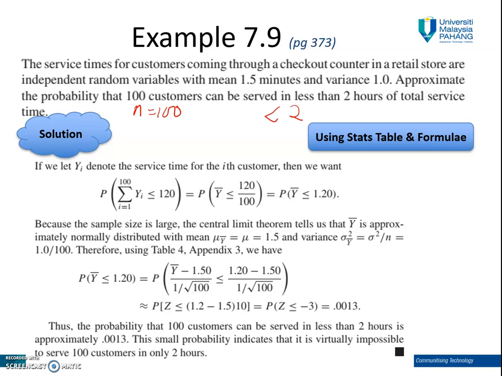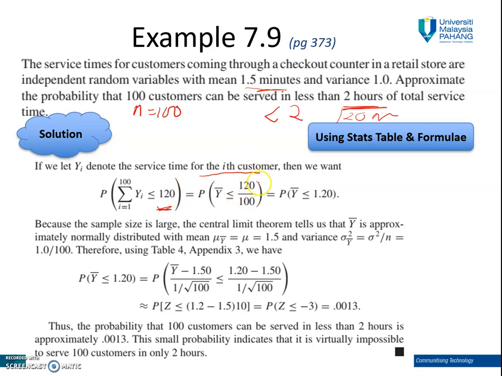Again, we will use the statistical table and formula. So what is your Yi? Yi is the service time for the i-th customer. You have 100 customers, so this is the summation of 100 customers, which is less than 2 hours. Because here we use minutes, we change 2 hours to minutes, which is 120 minutes. So the summation of Yi for 100 customers should be less than 120 minutes.